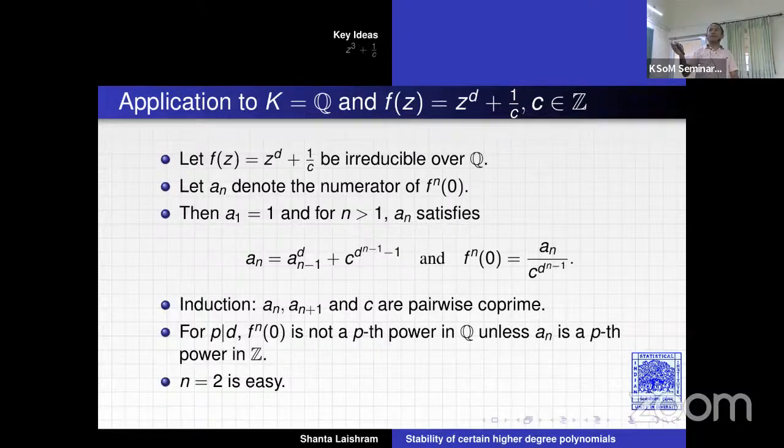So by induction, we can actually see that this c and N_(n-1) are pairwise coprime. Our aim is to show that N_n is not a p-th power. So for p dividing d, f_n(0) is not a p-th power unless N_n is a p-th power. If we show that N_n is not a p-th power of a number, then f_n(0) is not going to be a p-th power. When n is 2, it's trivial, so I'm going to take n bigger than 2.